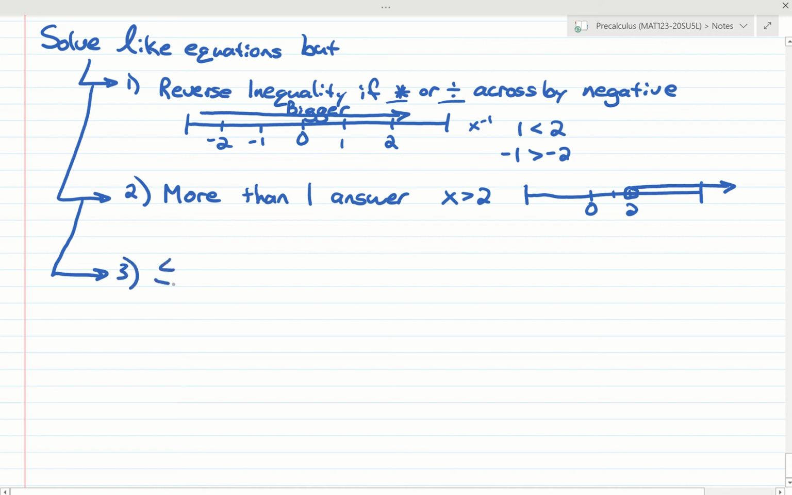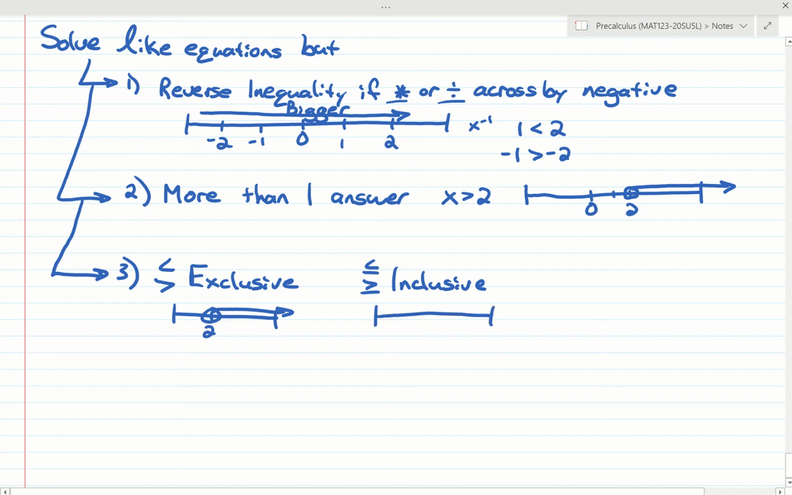If you see one of these symbols, this means exclusive, meaning not including. And if you see one of these symbols, this means inclusive. When you're graphing exclusives, you generally have an open circle on that number, meaning up to 2, but not including 2, whereas inclusive would have a closed circle.